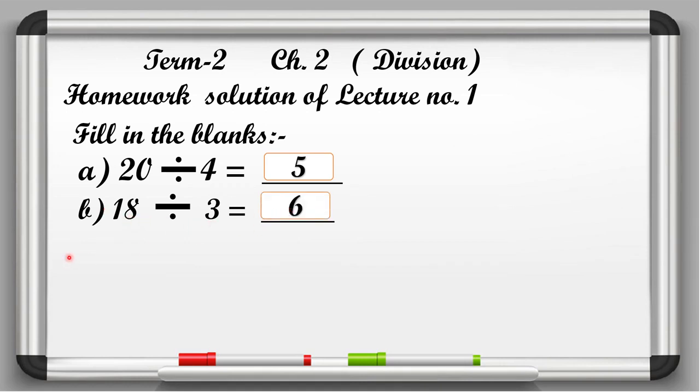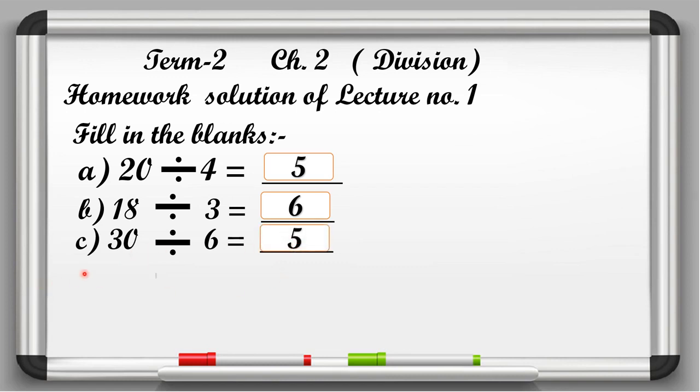Okay. Now in C part, it is given 30 divided by 6 is equal to dash. So here we have to speak the table of 6. So let's start. 6 1s are 6, 6 2s are 12, 6 3s are 18, 6 4s are 24, 6 5s are 30. So 5 is our answer. So we write 5 here.